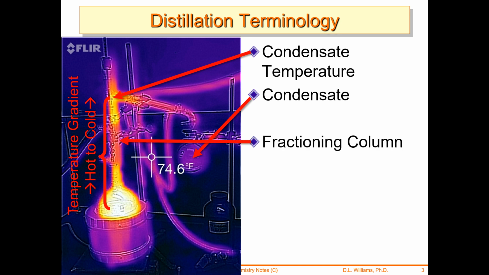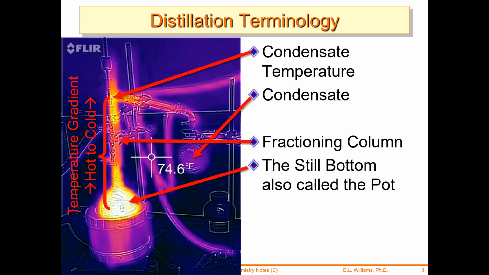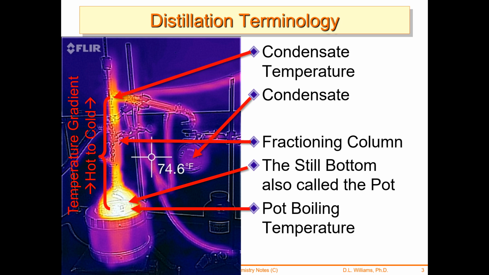Then you have the fractioning column. We'll get into a lot of detail on the fractioning column today. And then the still bottom or the pot. And so that's really important to know the difference between the distillate or the condensate and the still bottom in the pot. Okay, so we're going to make a lot of judgments using TX phase diagrams as to what ends up in the pot and what ends up in the condensate or the collection flask. And then the pot boiling temperature is higher than the condensate temperature. You have this temperature gradient.